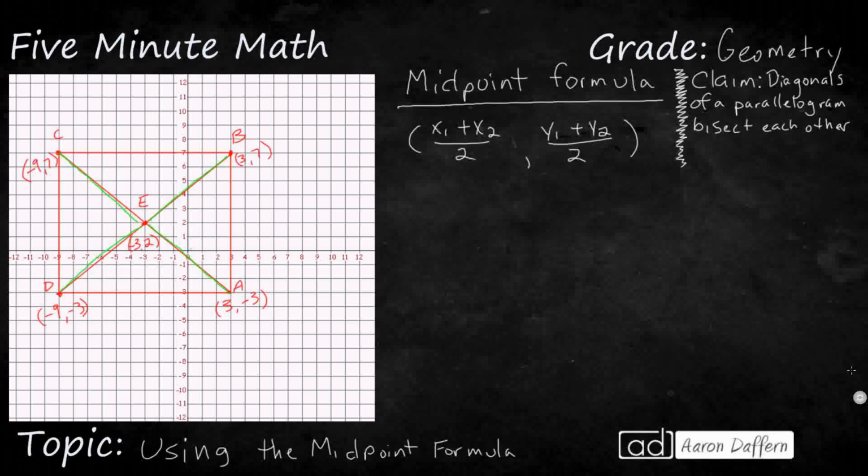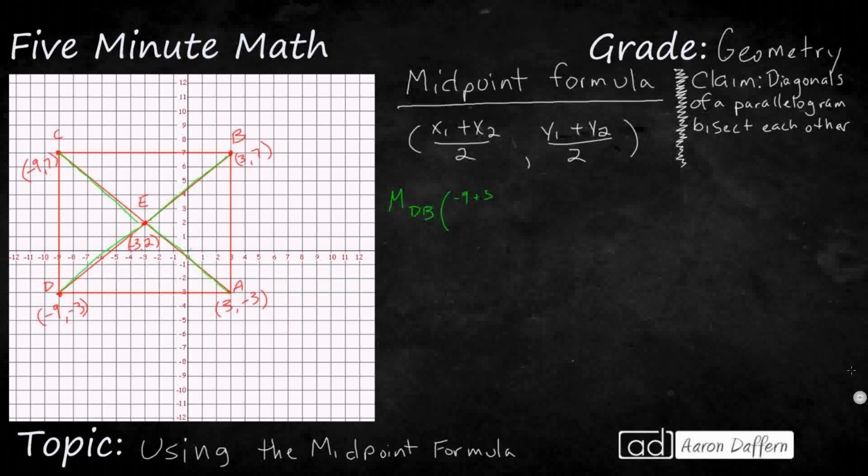Well, we can use the midpoint formula to find where the midpoint of CA is, and then where the midpoint of DB is. And if they share the same midpoint, because by definition the midpoint cuts a line into two equal segments, then they bisect each other. So let's find the midpoint of DB. Then we'll know that wherever that midpoint is, the segments on either side are going to be congruent.